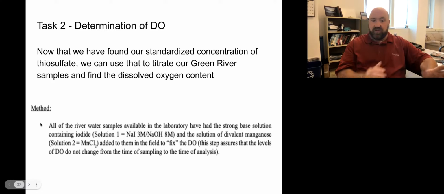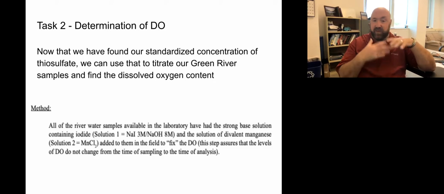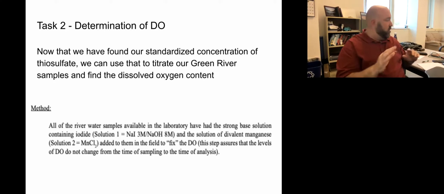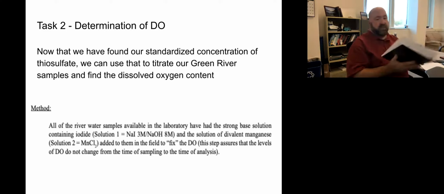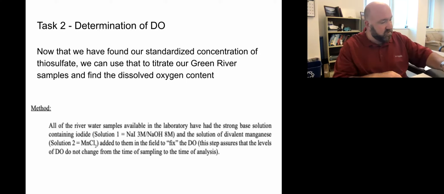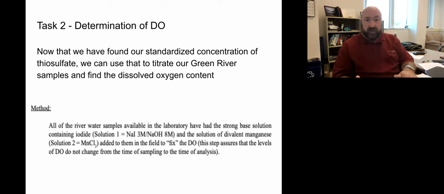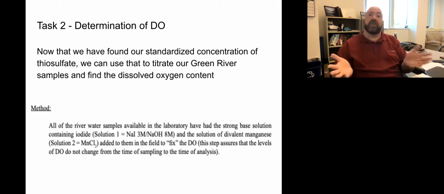And so as I mentioned briefly a couple minutes ago, all of the samples at this point have been treated with the solutions that you used last week. Solution 1's been added in there. The divalent manganese has been added in there. So everything's been done. So just like when you did your titrations last week, you're starting from step 3 in what you did last week. So you're going to fill your burette with your thiosulfate solution and do everything that we did last week.